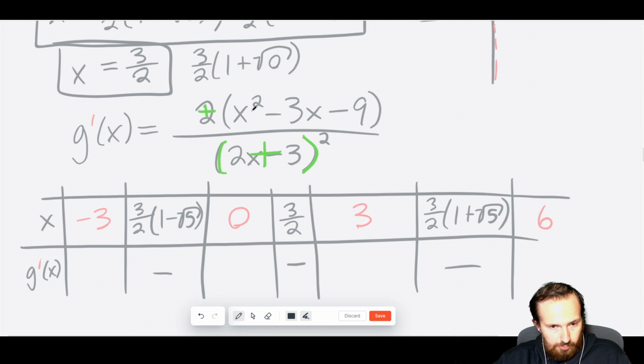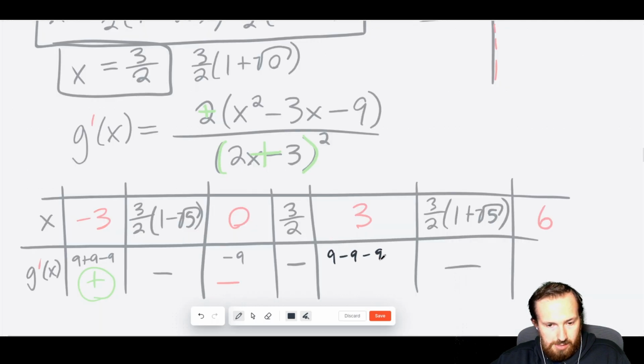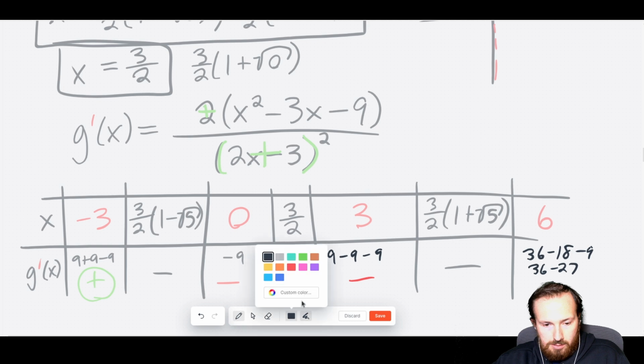So if I plug in negative 3 into here, think about what that would be. That would be positive 9 plus 9 minus 9. So in other words, that would be a positive number. If I plug in 0 here, I would just get negative 9, which is a negative number. If I plug in positive 3 here, think about what I get. I get 9 minus 9 minus 9, a negative number. And then if I plug in 6 here, I get 36 minus 18 minus 9. So that's 36 minus 27, which is positive 9, which is positive.